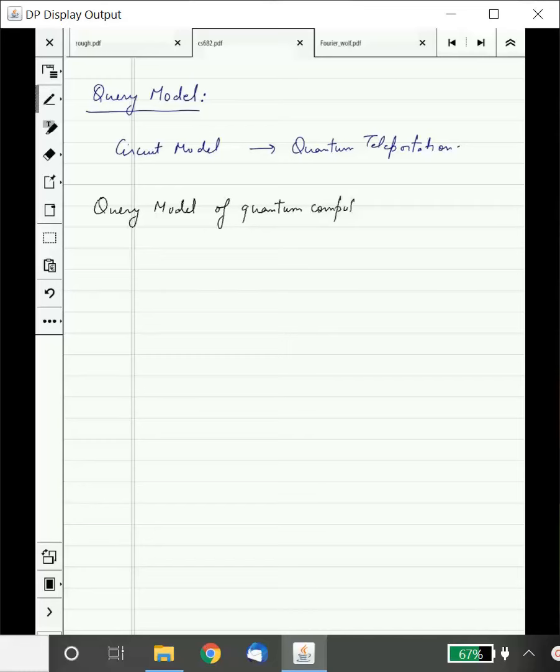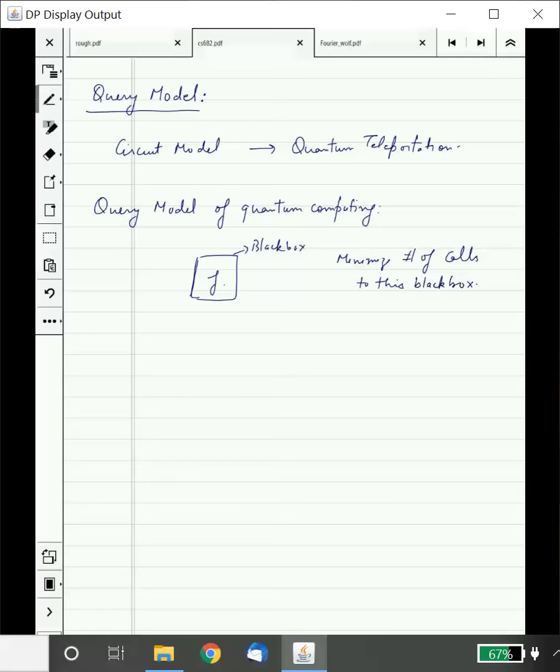You already have been introduced to this model in some sense. Remember, in the case of Deutsch's algorithm, we said that we have a function f which we thought of as a black box, and we wanted to minimize the number of calls to this black box. This was one example of queries where every time we asked a question to f, this was counted as one query.